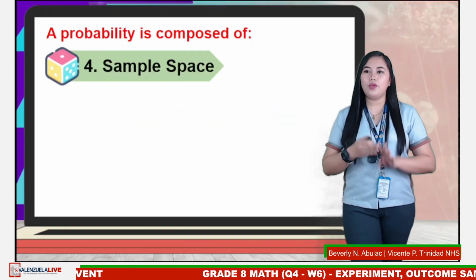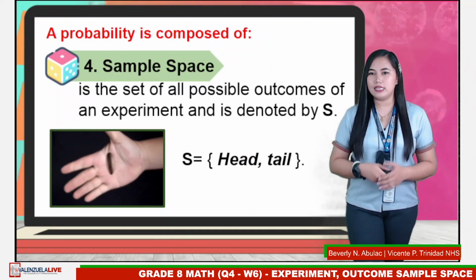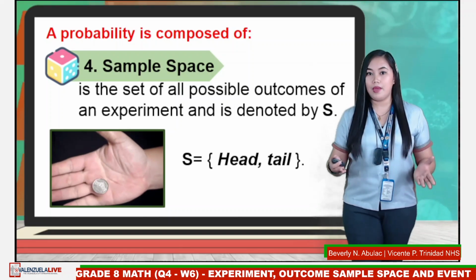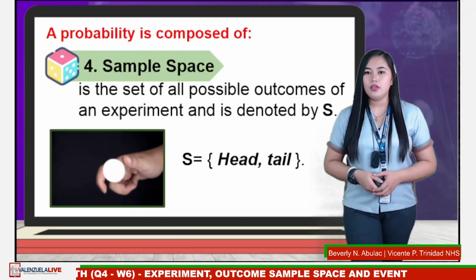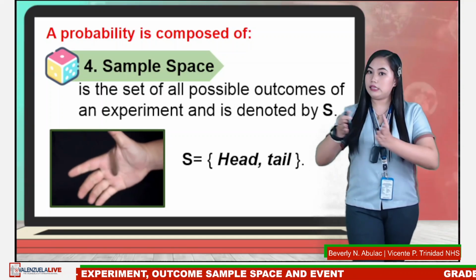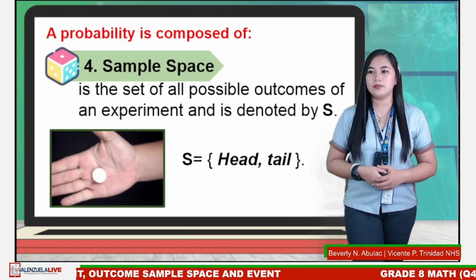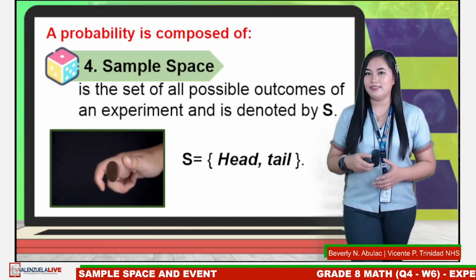Number 4, we have the sample space. Sample space is the set of all possible outcomes of an experiment and is denoted by S. If you are flipping a coin once, head and tail are the possible outcomes. So the sample space is S equals head and tail.